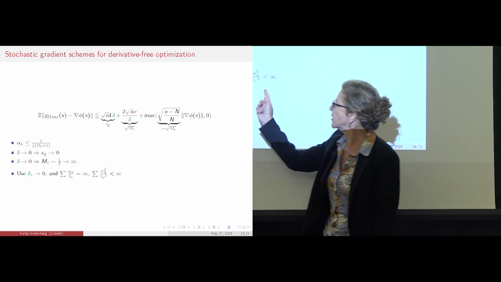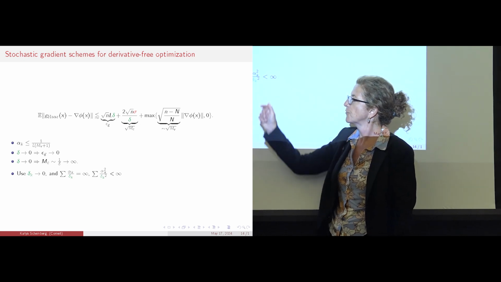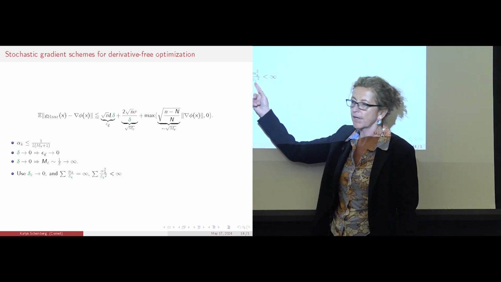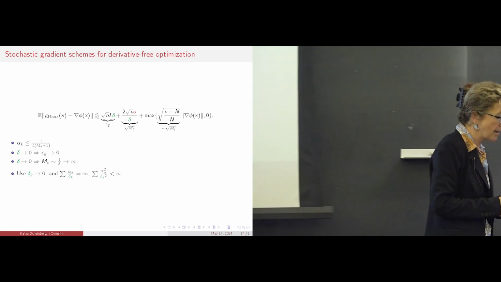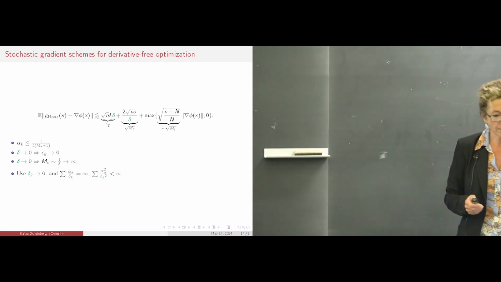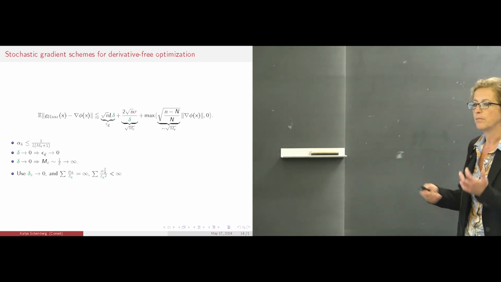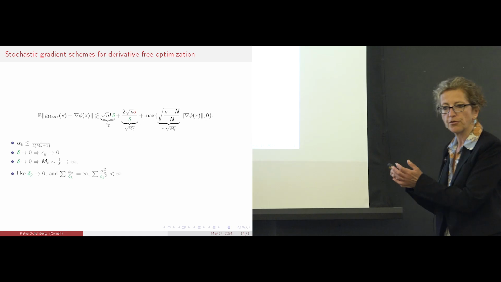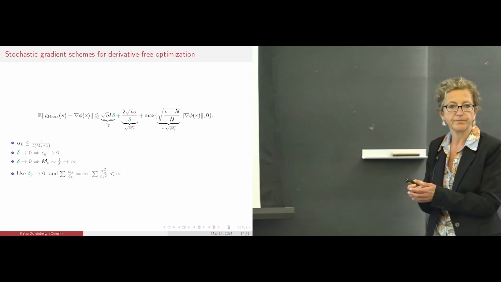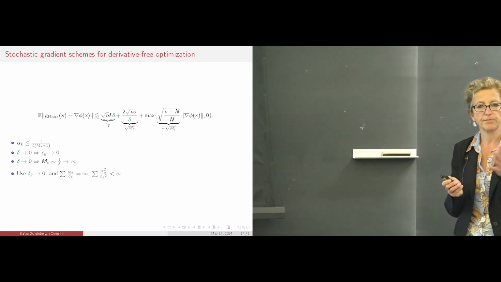Before, I was trying to make sure that alpha k squared was summable. Now I can make sure that this thing is summable. And this is something that has been done in simulation optimization kind of piecemeal, but you can put it together and see how you can have a nice convergent scheme. Questions?